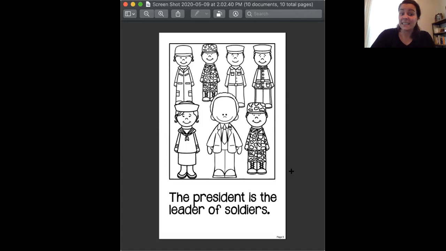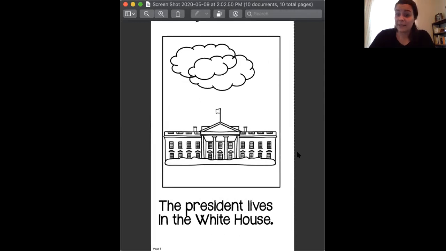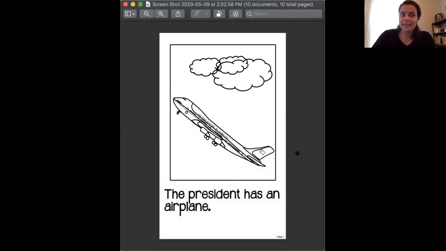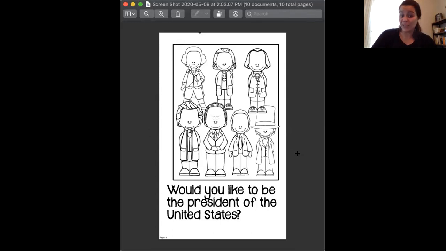The president is the leader of soldiers. So you see a lot of soldiers right here with the president. The president lives in the White House. That's pretty cool. We learned about the White House, didn't we? That's one of our US symbols. The president has an airplane. What? That is so cool. Would you like to be the president of the United States? I think each and every one of you has the skills to do it. I think you would be awesome.